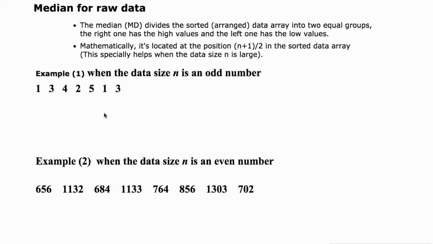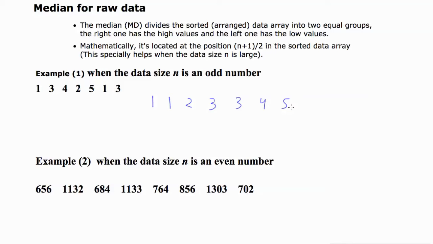If you arrange this data, it will be, let's arrange it here, 1, and then another 1, and then 2 and 3. Okay, and then there is another 3, and then 4 and 5. Okay, so the data have been arranged. If you look at the first statement here, what it does is dividing the data into two equal groups. So let's divide the data into two equal groups.